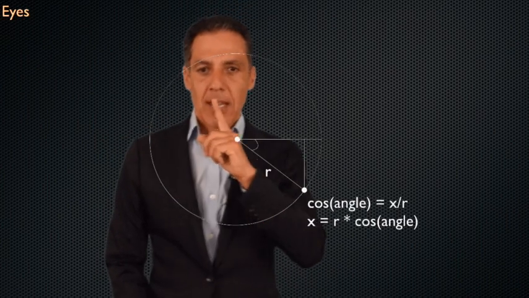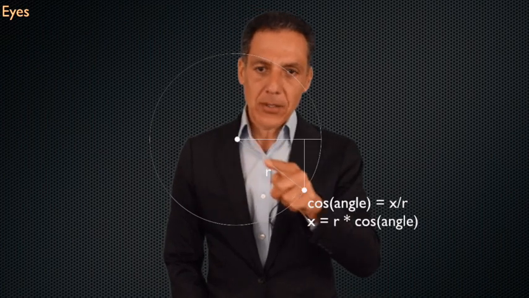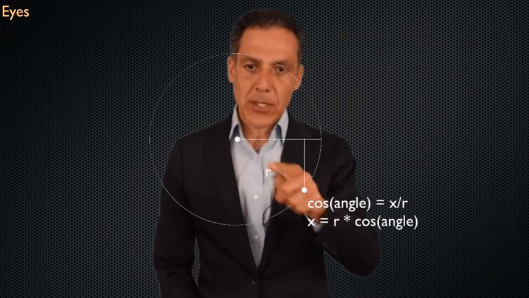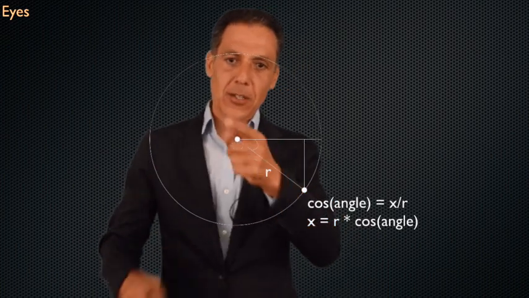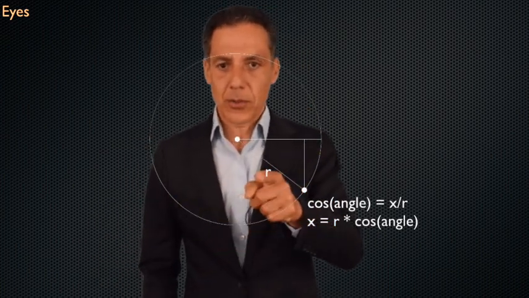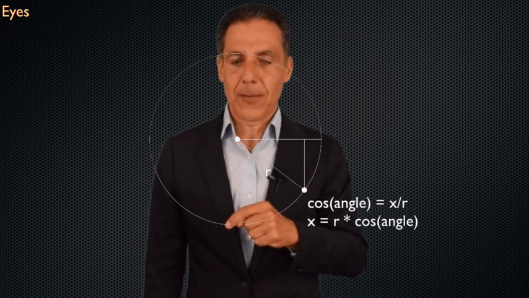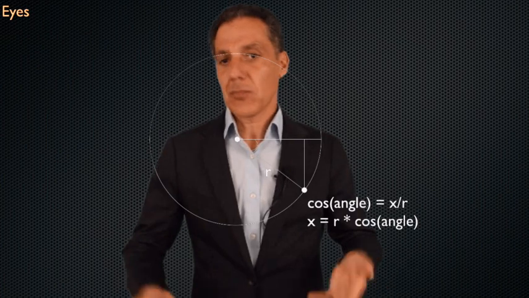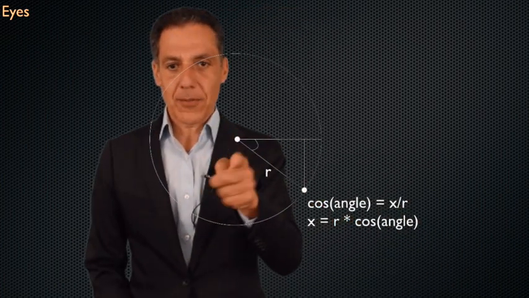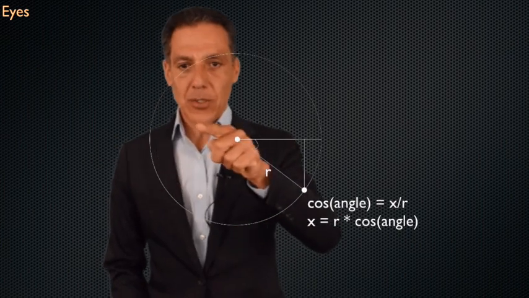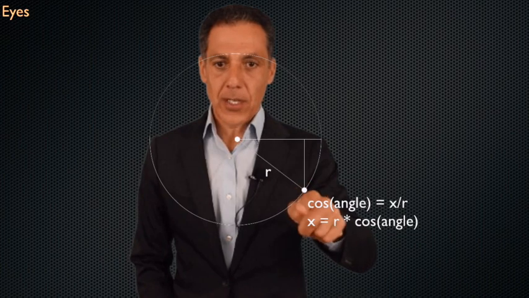Okay, good. Now once I have that angle, then I should be able to figure out where this point is if I know the radius. And of course I know the radius because I know the radius of the full circle. So if r is known, I want to know what is that point right there. That has some xy coordinate, so let's figure it out. Let me remind you the other trig identity. The cosine of this angle is equal to this distance, x, over r.